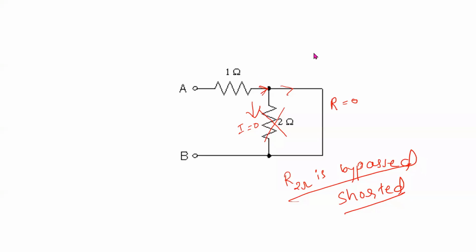So could you please send me your response in the chat box? If the concept is clear, we'll go further. I wanted to say the concept of bypassing. What do you mean by bypassing? When resistors are bypassed, those resistors can be neglected. It doesn't have any effect on the circuit. Whether it is present or not present, there is no impact of the resistor on that circuit. Am I clear?